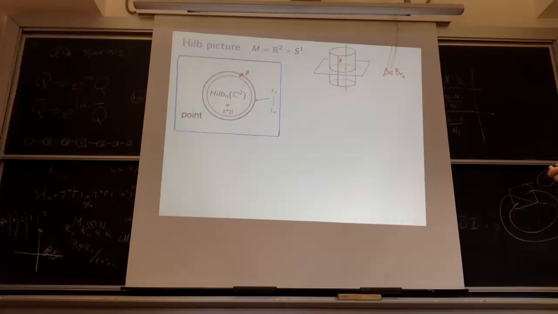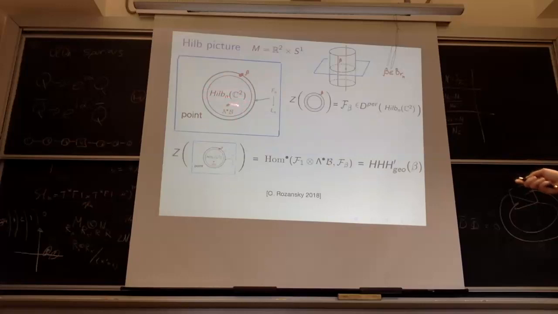Because of this, what I'm trying to say is that again you have two disks, inside of the circle and outside. Outside of the circle, you again attach an object inside of the Hilbert scheme of points on C2, but it's a different one. It depends on beta, on the braid. For inside, you don't have a braid, you only have this line defect, and you attach an object to this. Again, if you want to evaluate the partition function on the whole plane, you have to take a Hom between the object outside and the object inside, and you get another construction.